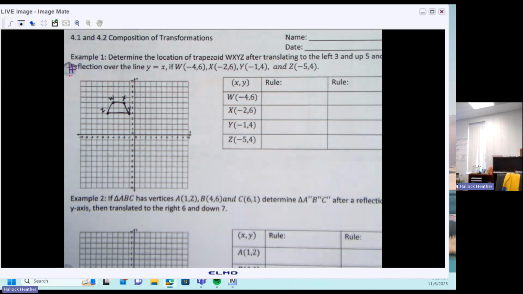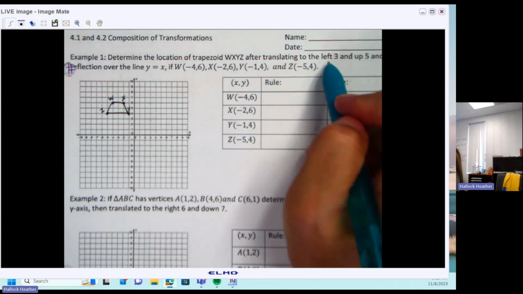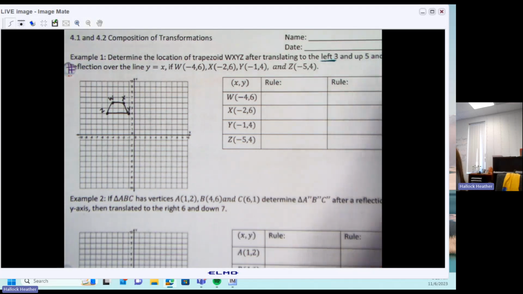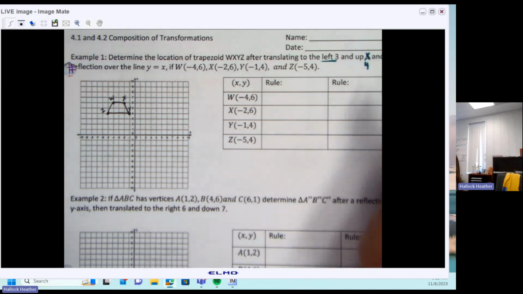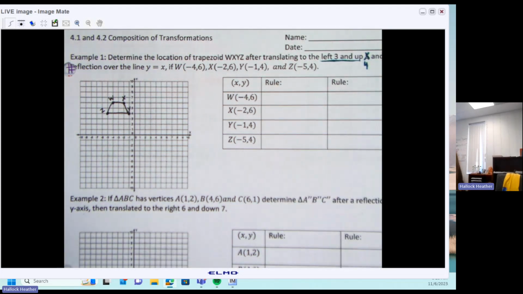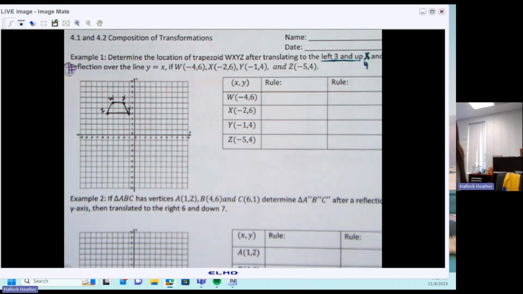Once you have your original, the first thing we're going to do is translate to the left 3, and then it says up 5. But if you actually look, we can't go up 5. So we're going to change this number from a 5 to a 4, just because I made this and it didn't fit. My bad. But we're going to go to the left 3 and up 4. So take your original trapezoid and we're going to count to the left 3, up 4.